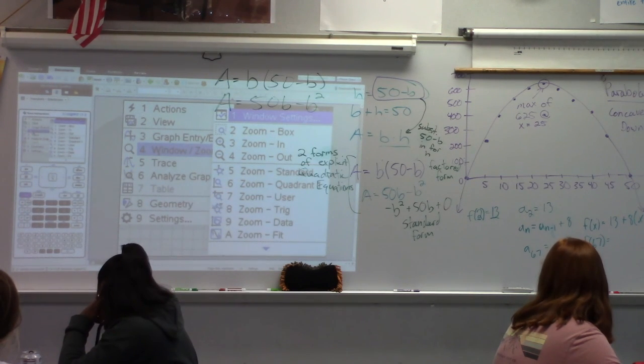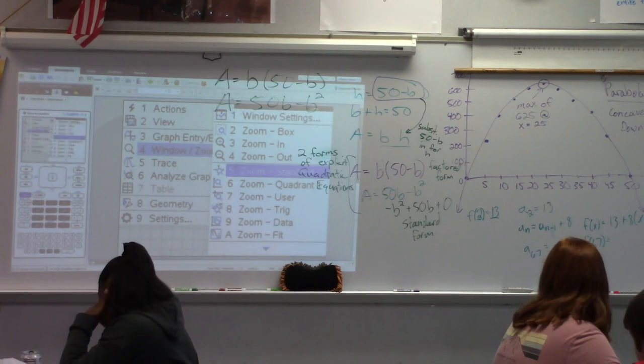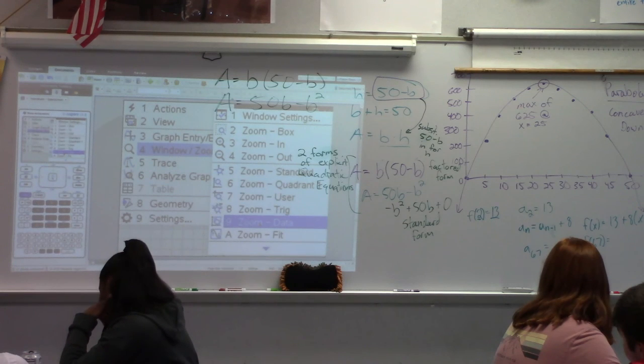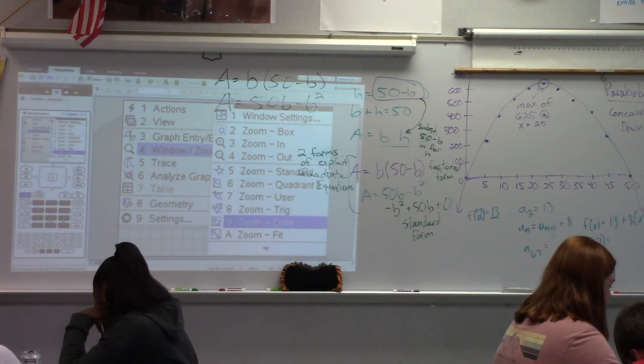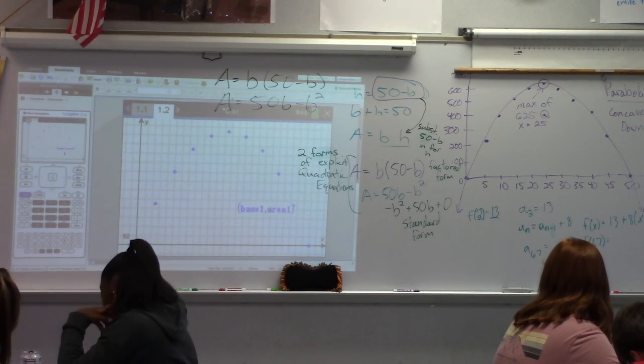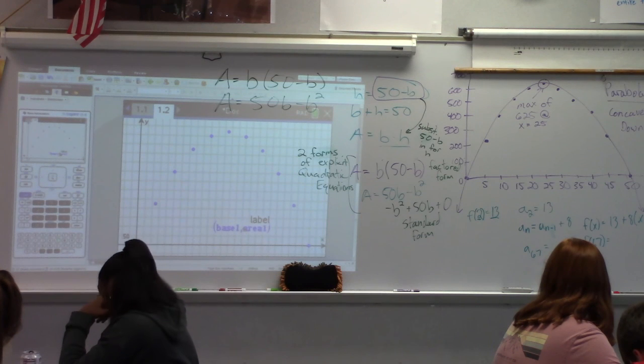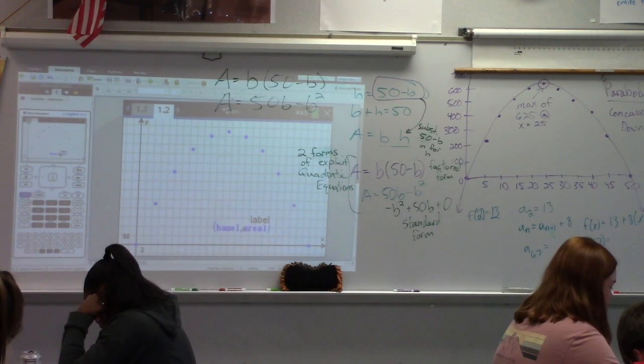Because I have a scatter plot, the best option, anybody know? Not zoom out. Look at all of the options. Quadrant one. That's a good one. Oh, never mind. Data. I was close. Scatter plots are effectively data. So if you zoom data, look at that. Like we're learning stuff up in here.